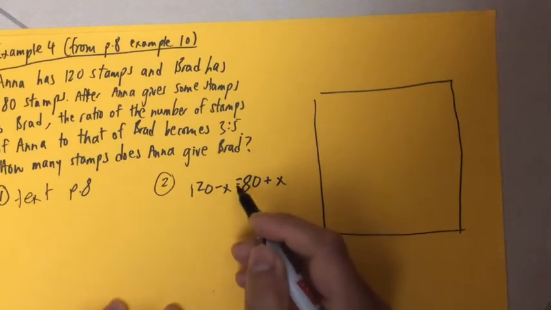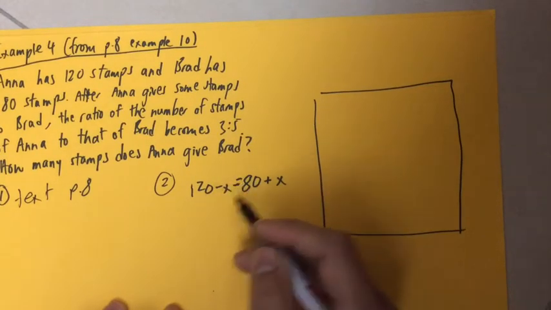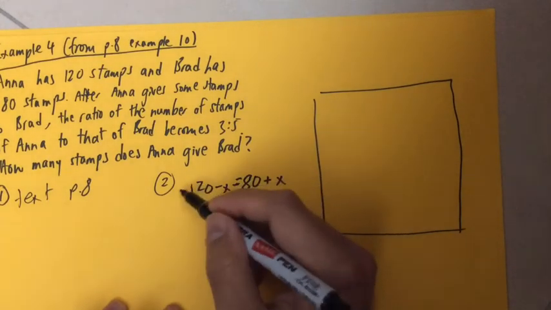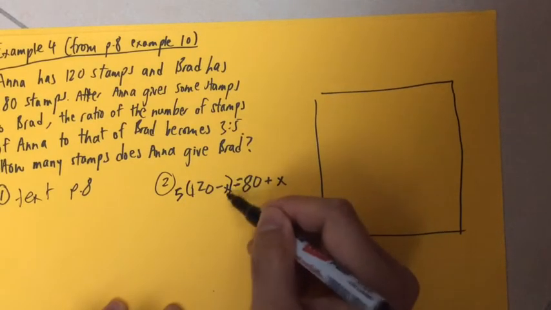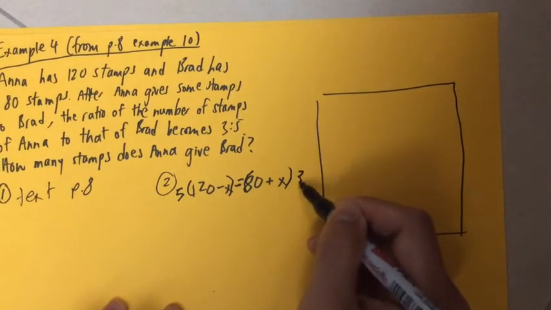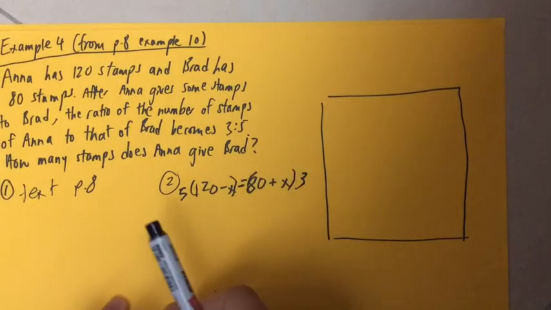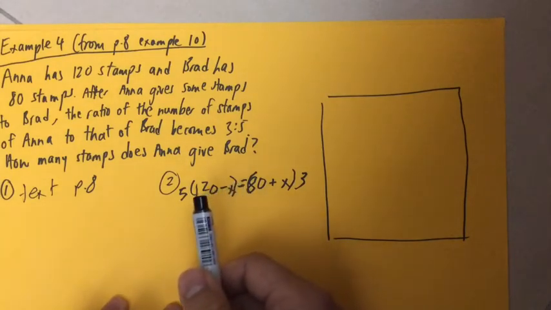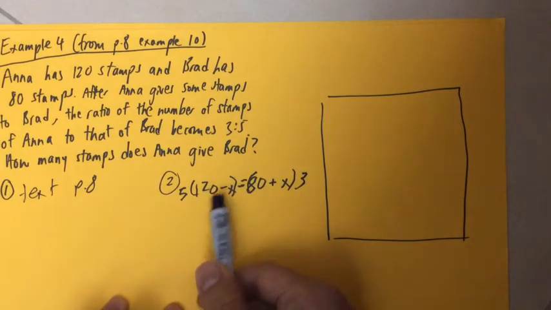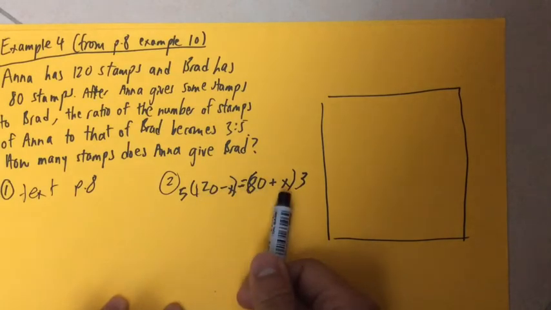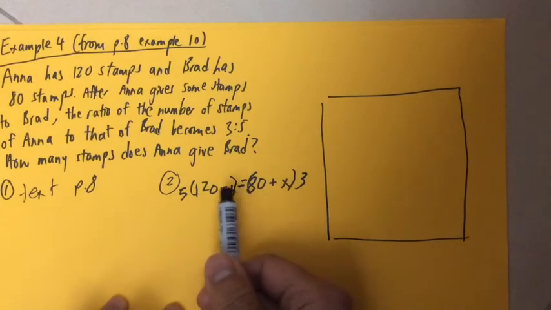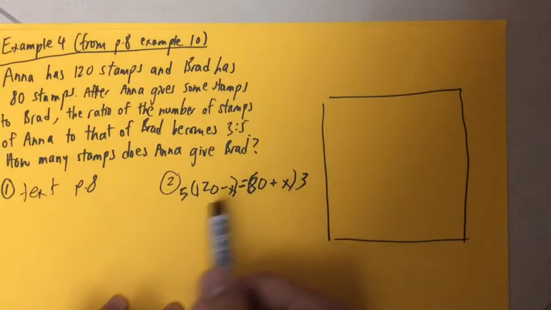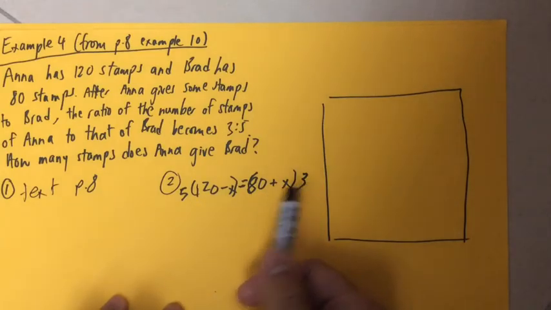Now, in order to make this an equation to have them equal one another, we have to multiply the left side by 5, and the right side by 3. Now, why is that? The reason is the ratio of stamps that Anna has to that of Brad is 3 to 5. If it's 3 to 5, that means if you want them to equal one another, the left side has to be multiplied by 5, and the right side has to be multiplied by 3. Because 3 times 5 is 15, and 5 times 3 is 15.